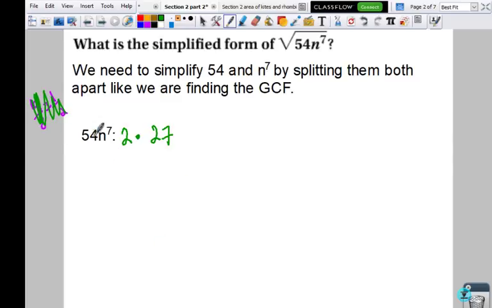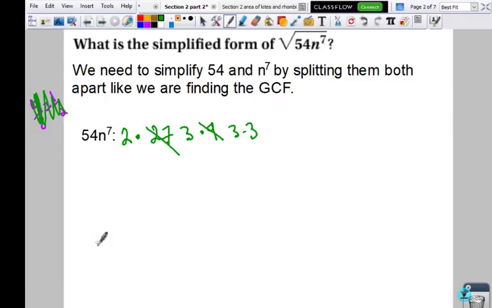We're going to split up 54 as much as we possibly can. If you remember back when we did greatest common factor, it's the same kind of thing. So 54 is 2 times 27, but 27 is really 3 times 9, right? But 9 is really 3 times 3, right? So we split up 27 into as small of numbers as possible. I had a 2, a 3, a 3, and another 3.